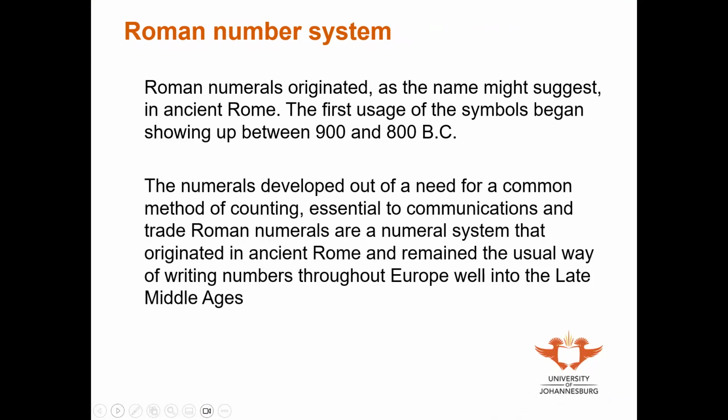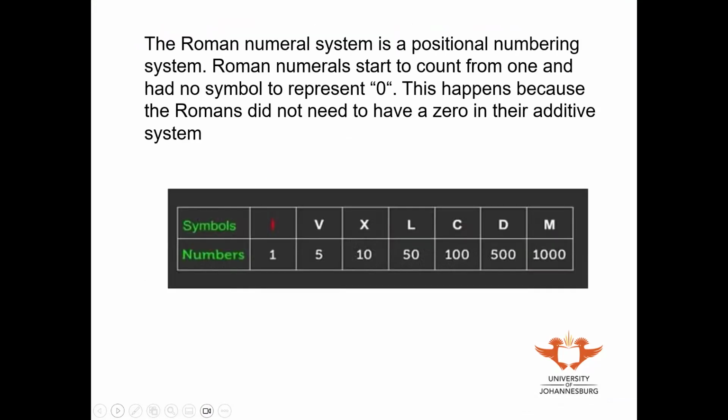The numerals developed out of the need for a common method of counting, essential to communication and trade. The Roman numerals are a numeral system that originated in ancient Rome. One of the things we're looking at is that they had a seven-symbol number system, so they had seven numbers basically.